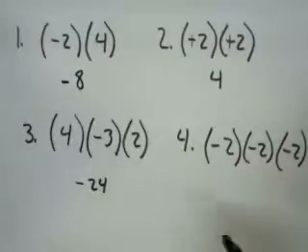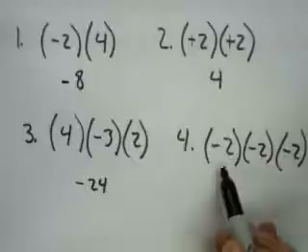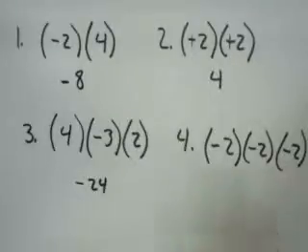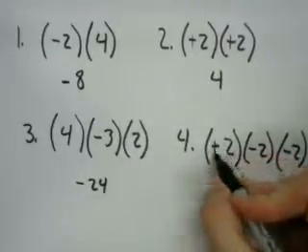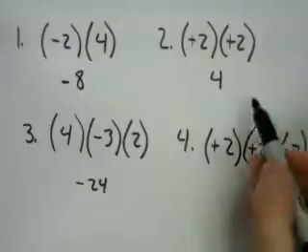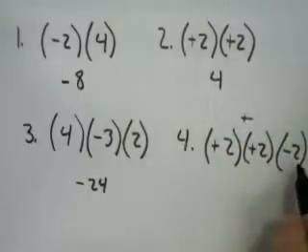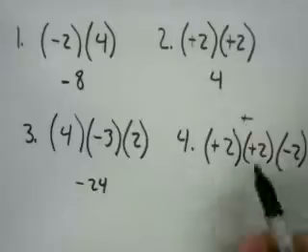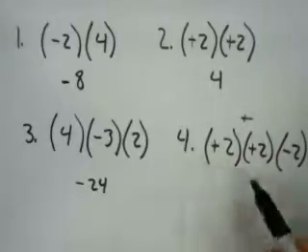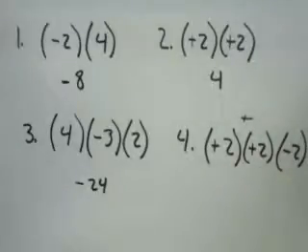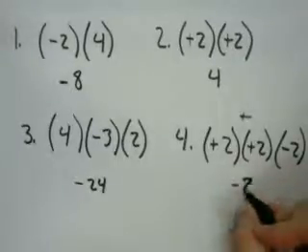Now for the fourth problem, we have negative 2 times negative 2 times negative 2. That's 3 negatives, so 2 of them cancel. I'll be left with a positive here, and then we have a negative. So then we have a positive times a negative, which will turn this negative. So an odd number of negatives will turn out negative. 2 times 2 is 4, times 2 is 8. So this is actually negative 8.